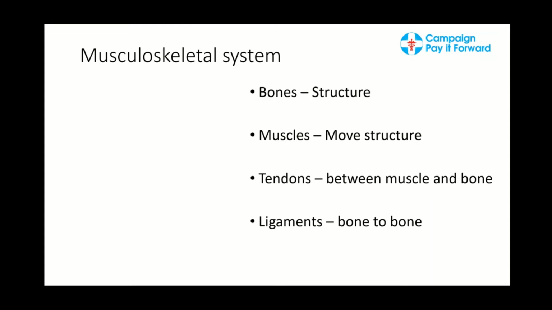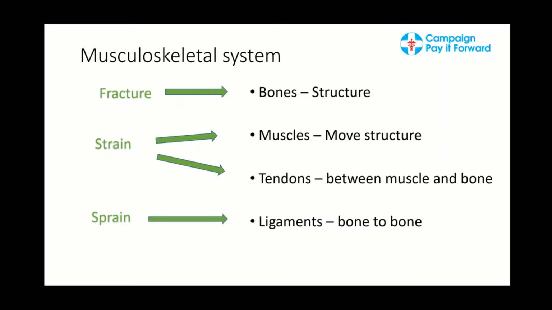So the different types of injuries that can happen is a fracture, if it is a bone, a strain, and that's for the muscles and the tendons, and then a sprain for the ligaments. So once again, you have a fracture for the bones, you have a strain for the muscles and tendons, and you have the sprain. The musculoskeletal system is comprised of the bone, the muscle, the tendons, and the ligaments.